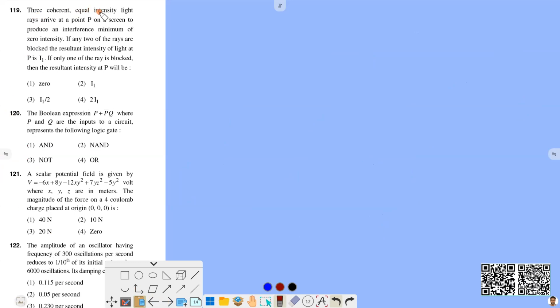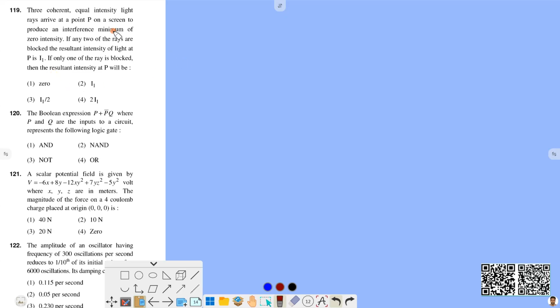Three coherent equal intensity light rays arrive at a point P on the screen to produce an interference minima of zero intensity. If any two of these rays are blocked and the resultant intensity at P is I1, then if only one ray is blocked, the resultant intensity at P will be.